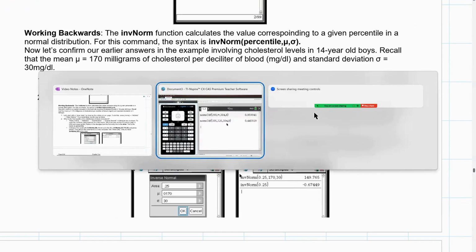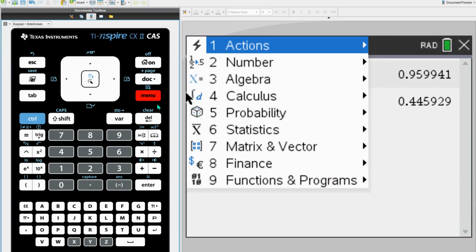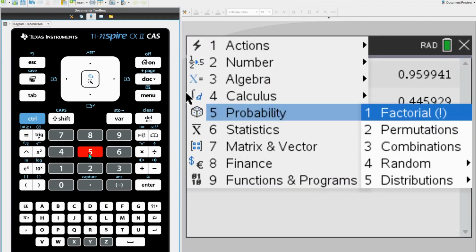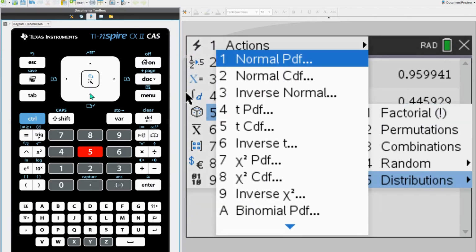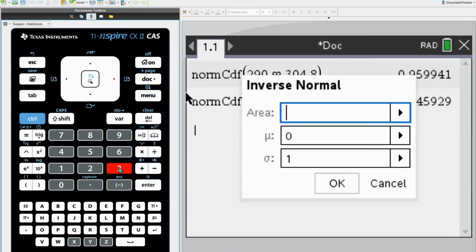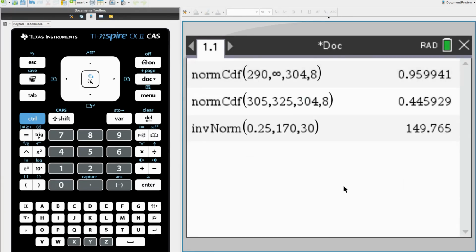For this one, we still go menu, option 5 for probability, and option 5 again for distributions. But this time we use option 3, the inverse normal. It says, what area do you want? By the way, these areas are always left-handed areas, the ones that go from the left and up to some point. We wanted 0.25. And what was the mean of that distribution? It was 170. What was the standard deviation? It was 30. So if we say OK to that, there's our answer.